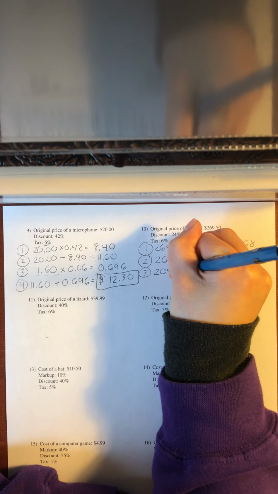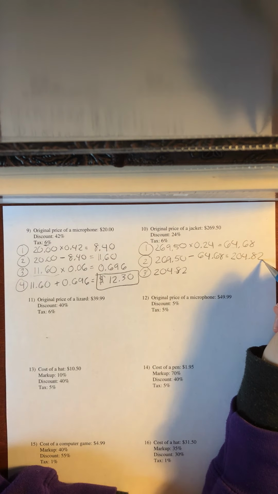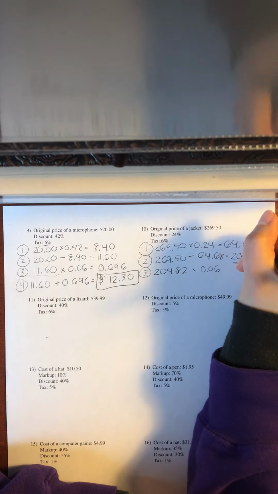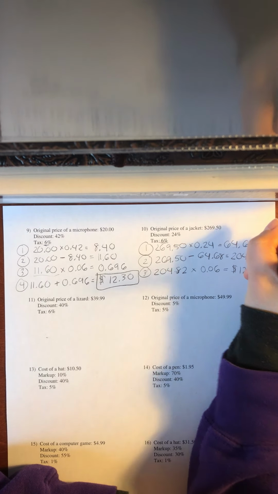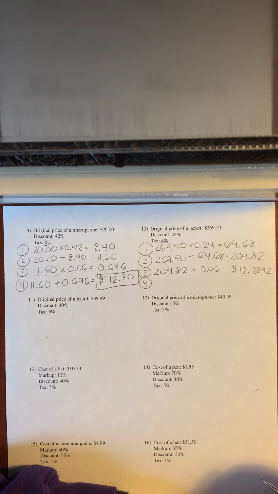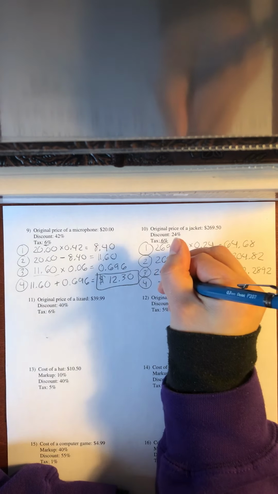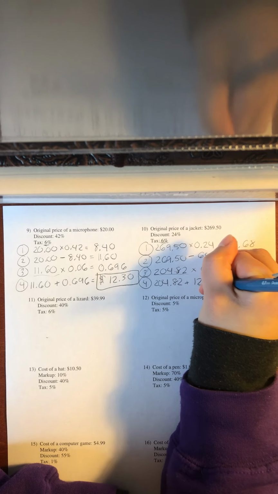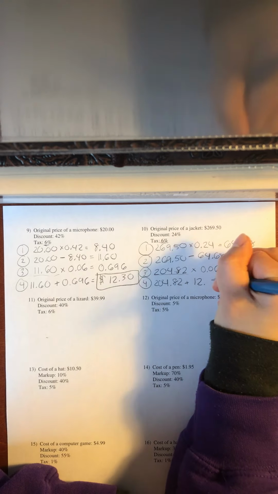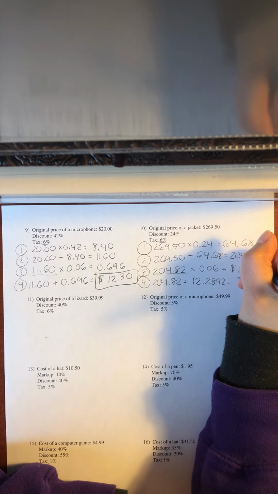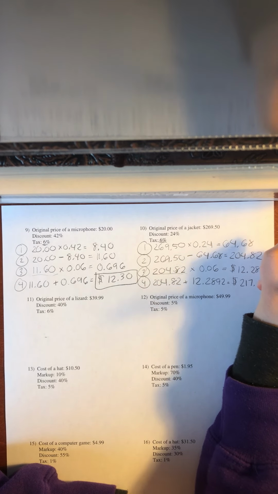Now we have to find the tax. So we have to take the new cost and multiply it by 6% tax, which is 0.06. And that gets us 12.2892. Step 4, we're going to take the cost of the jacket, 204.82 plus $12.2892, and that is, when rounded off, $217.11.